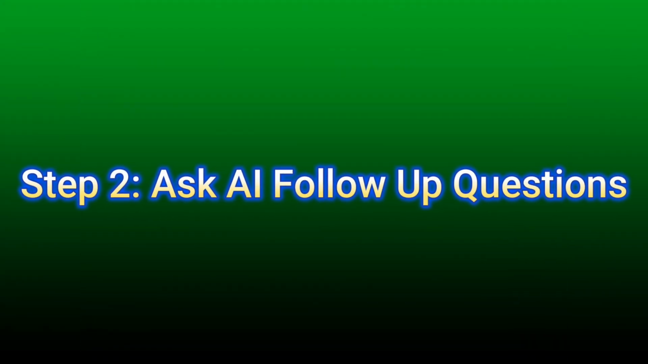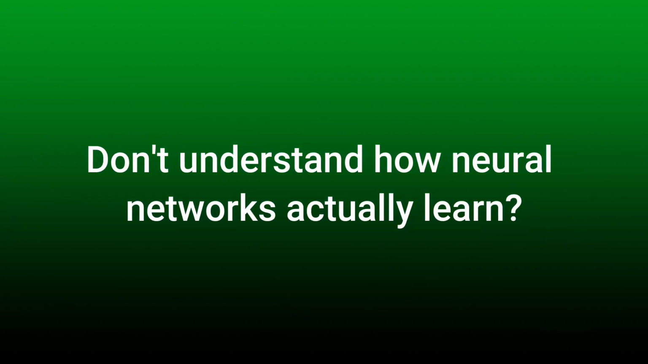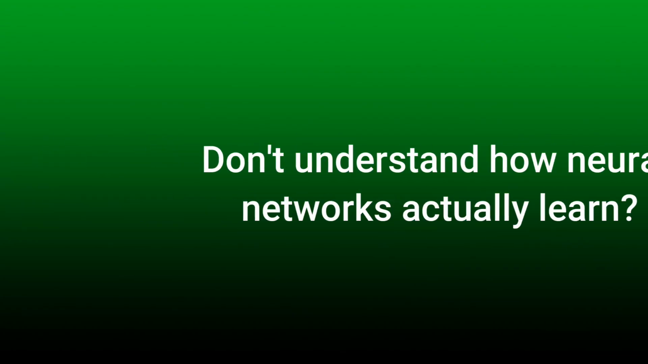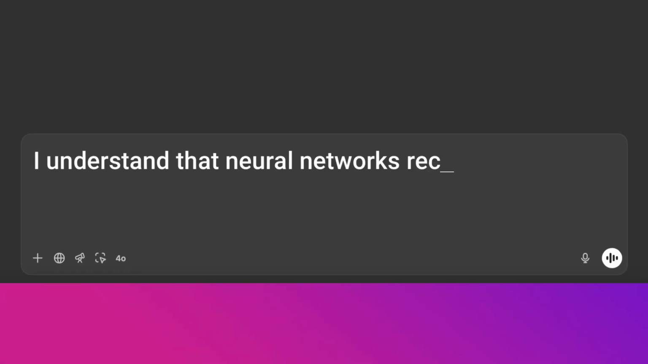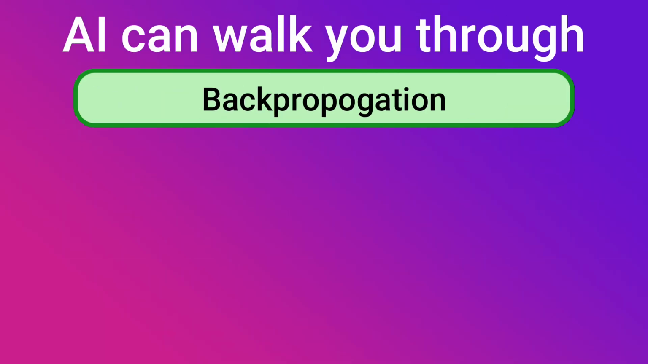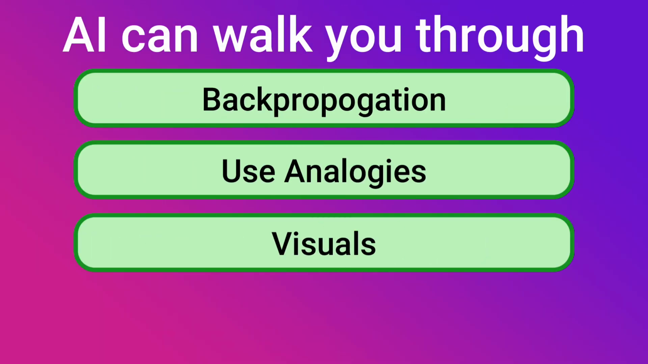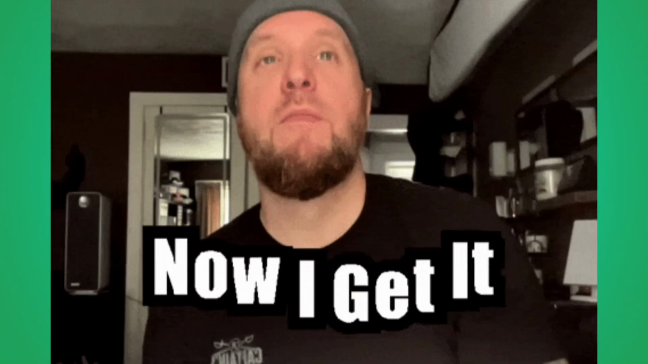Step 2 is to ask AI follow-up questions whenever you stumble. Let's say you struggle to understand how neural networks actually learn. You can prompt ChatGPT, "I understand that neural networks recognize patterns, but how do they learn from mistakes? Explain simply." AI can walk you through backpropagation, using analogies, visuals, even step-by-step math until it finally clicks. Every time you clarify one of these gaps, your understanding improves.